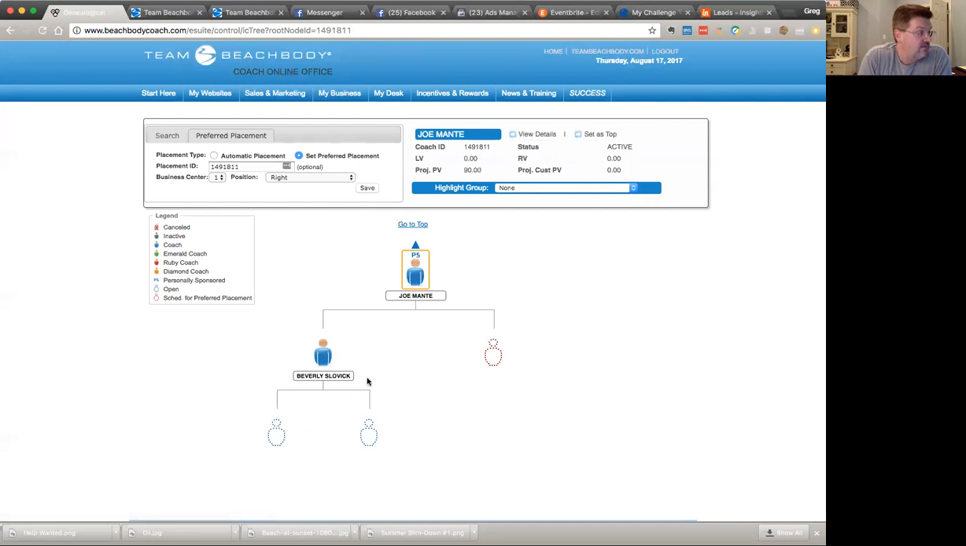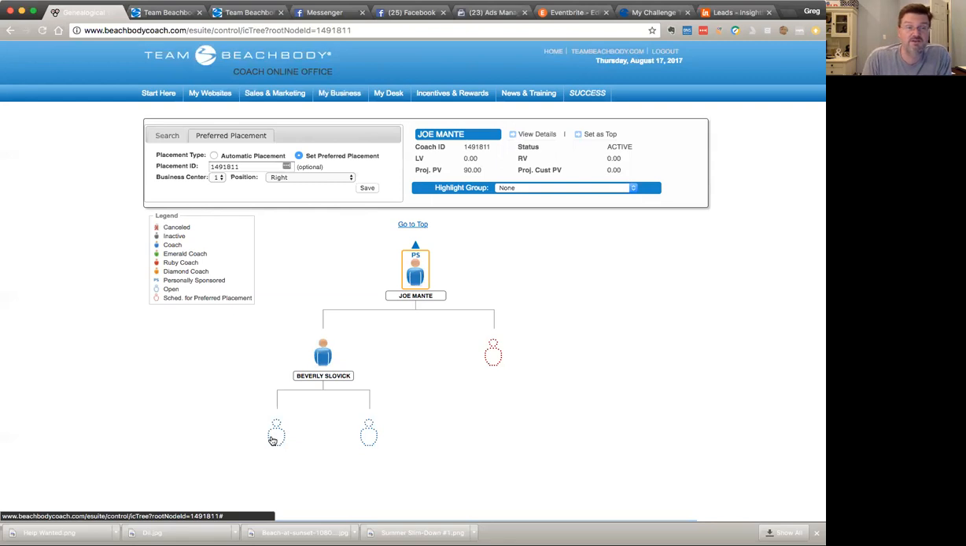So the next coach that Joe wants to sign up, he wants to assign it to the other leg, because in order to go Emerald, you need one active coach on your left and one active coach on your right. Now, what does active coach mean? That means that each of those coaches has to have more than 50 personal volume points. Personal volume means that either you're purchasing something that's worth $50 or more, or your customers are purchasing something that's worth $50 or more, or a combination.